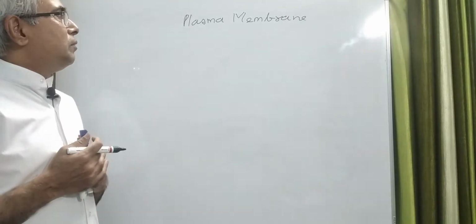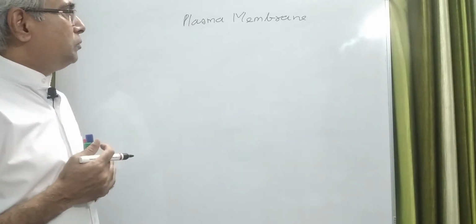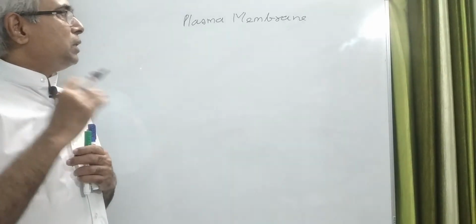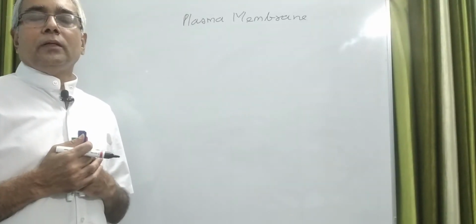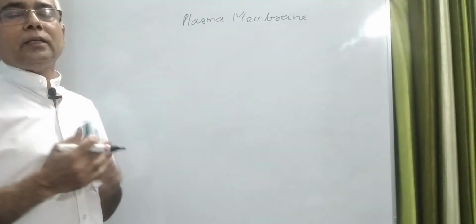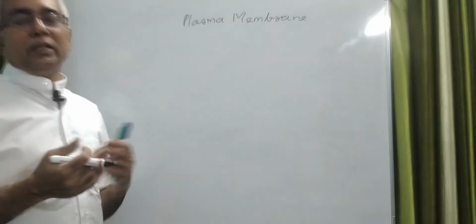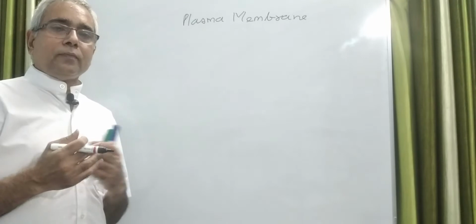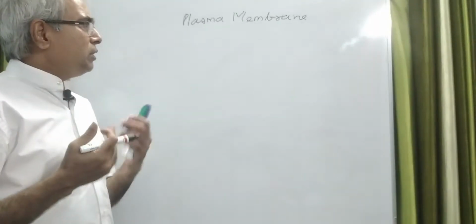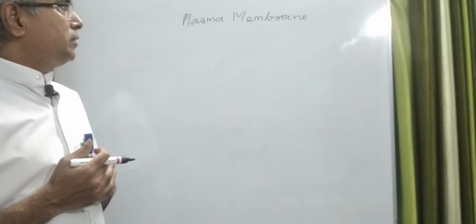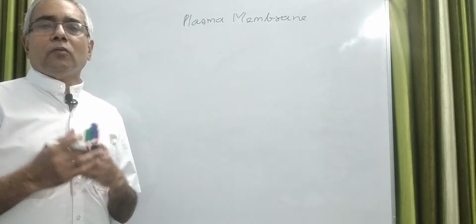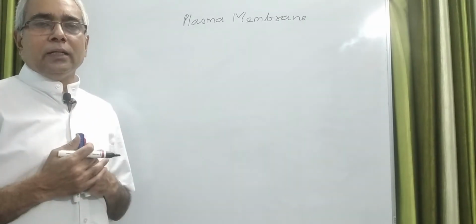But one thing is, as I told you in my previous video, that this plasma membrane is very thin in diameter. As a result, it cannot be observed through the general microscopes which were available at that time. So, whatever information we got about the plasma membrane in the 19th century was by its chemical analysis.